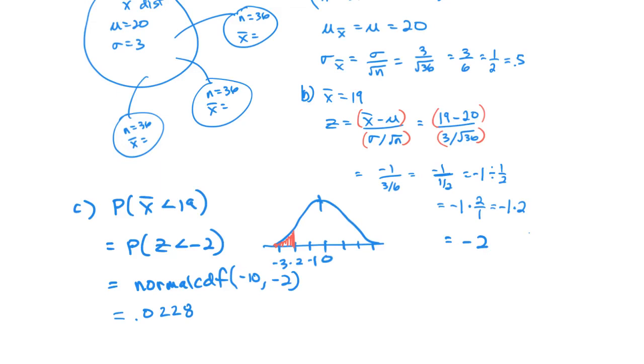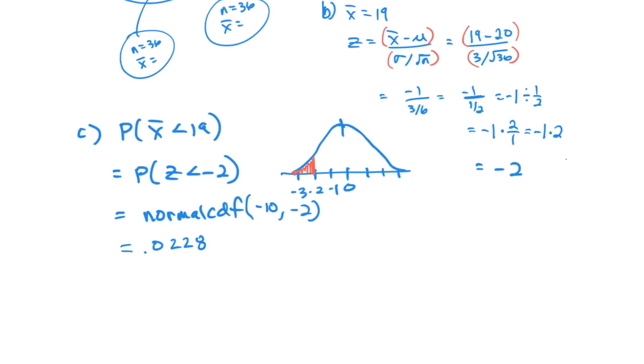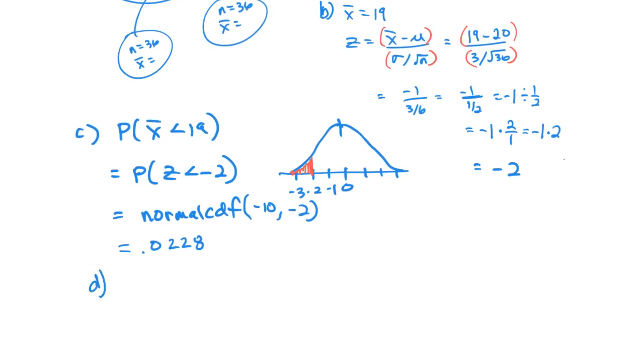So part D says interpretation. Would it be unusual for a random sample of size 36 from the X distribution to have a sample mean less than 19? Well, I guess it depends on how you interpret unusual. Most people probably say yes, because it means you've got about a 2.28% chance, or maybe around 2.3%. So it depends on what you think is unusual. The author says yes.